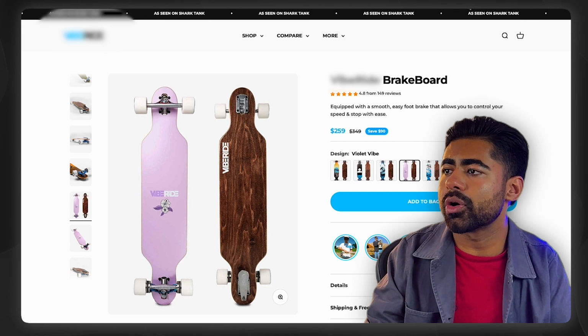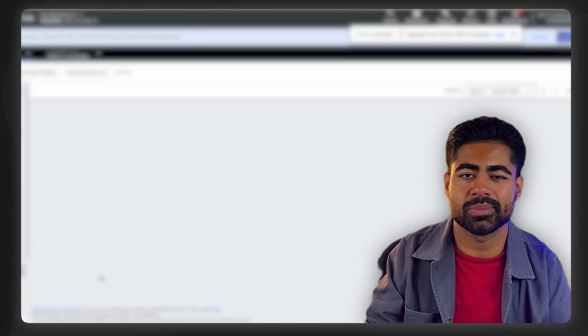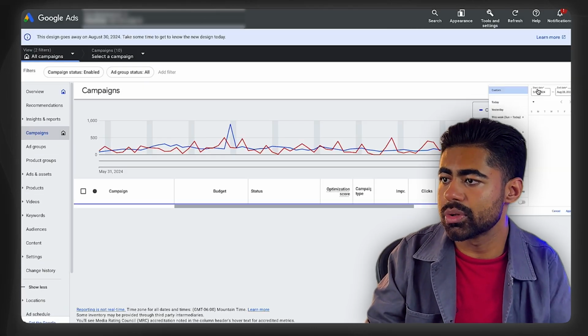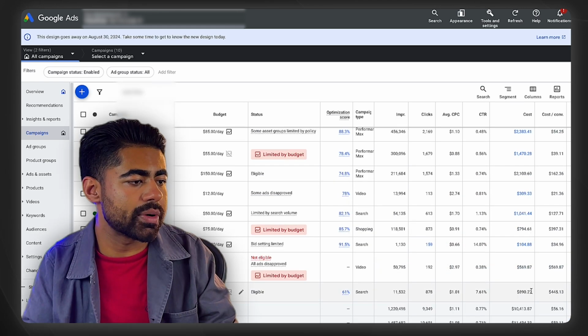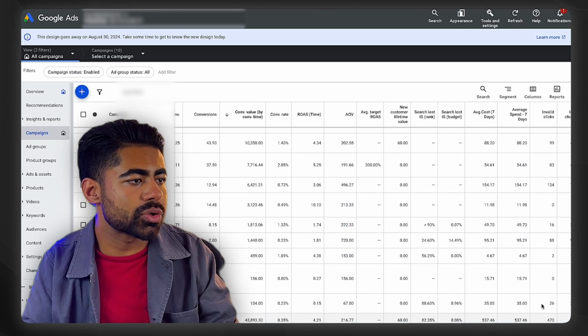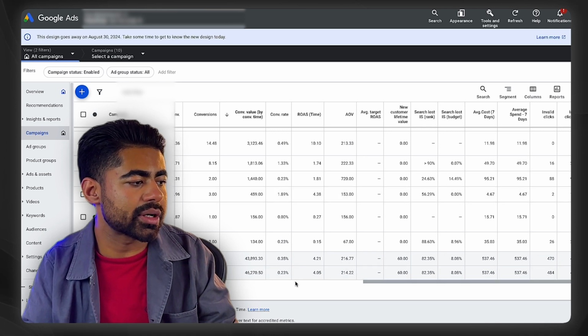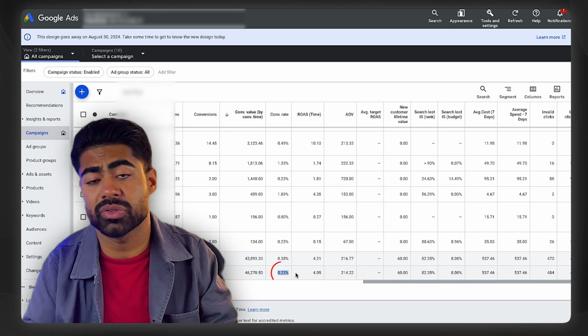But if we go on their overall website, on their ad dashboard, we can see their conversion rate is absolutely horrible. And it's not like they sell very high ticket products. It's barely $200-300 for the product. So it's not that high ticket. But if we look last 30 days, we can see their overall conversion rates, it's on the lower end. I mean, if we just scroll all the way to the right, we can see right here, the conversion rate is 0.23%, which is fairly low.